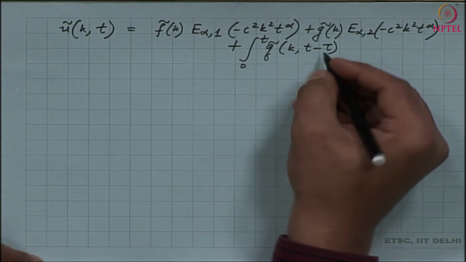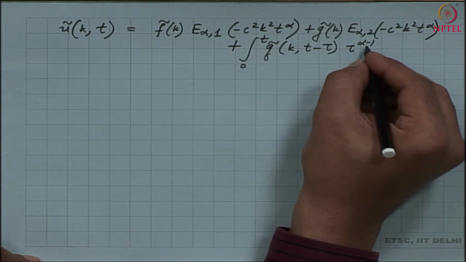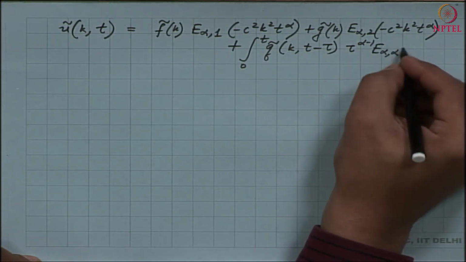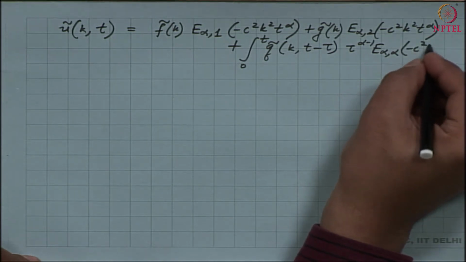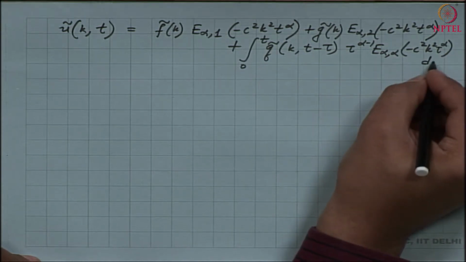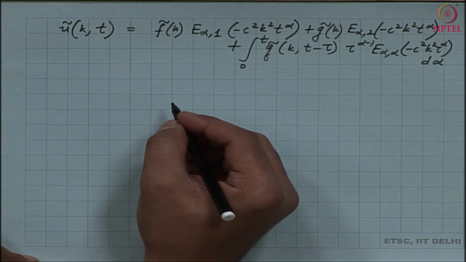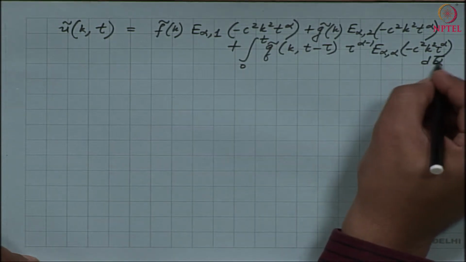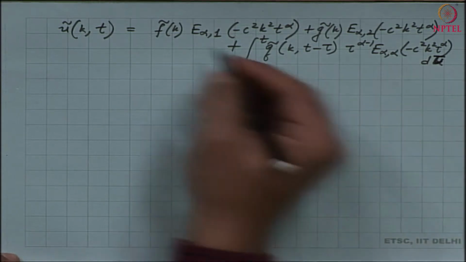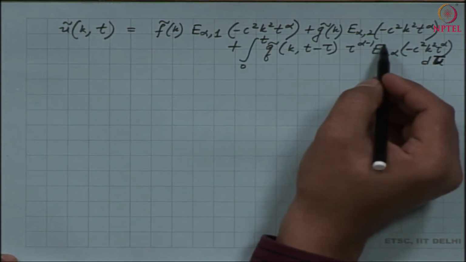So, the convolution integral is q times tau to the power alpha minus 1 times the Mittag-Leffler expansion E of alpha comma alpha of the argument negative c square k square tau to the power alpha d tau. Okay. So, the alpha is the fraction here.